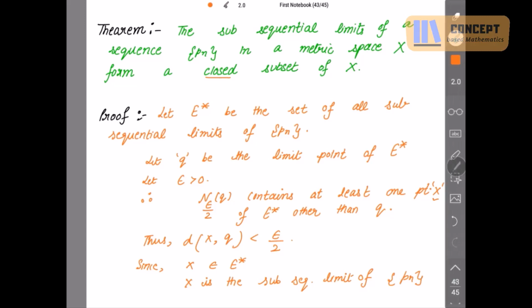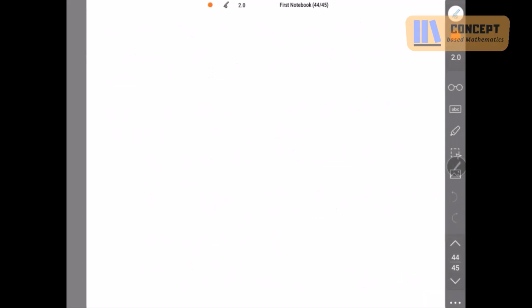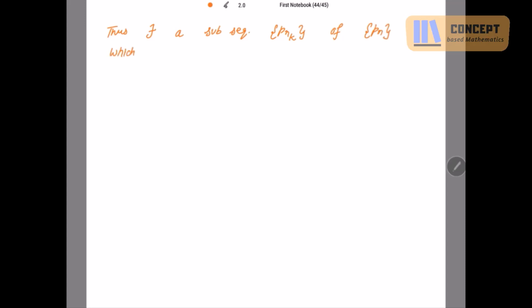Okay. Now we have a subsequential limit for Pn. Just writing the definition for the subsequential limit now. That means there must exist a subsequence of Pn which is converging to this subsequential limit x, right? As x is a subsequential limit of the sequence Pn, thus there exists a subsequence Pnk of Pn which converges to x.